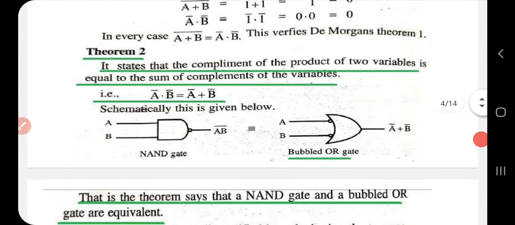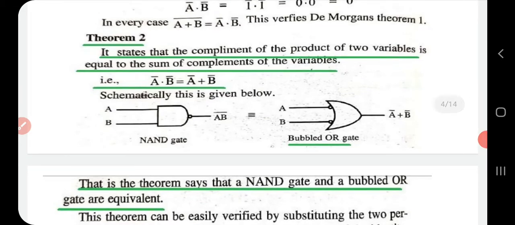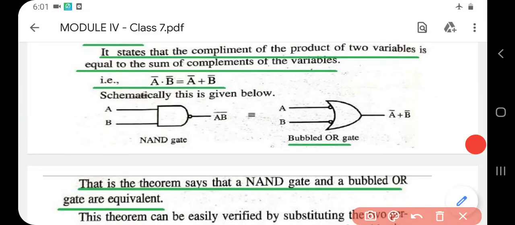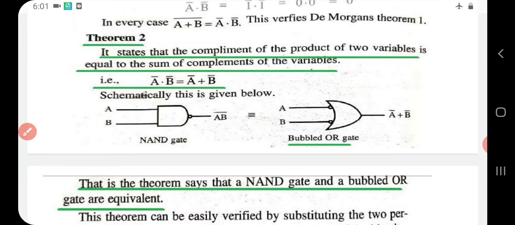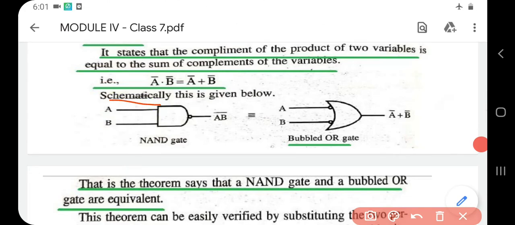Now, theorem 2 of De Morgan's theorem states that (a dot b) the whole bar equals a bar plus b bar. That is, the complement of the product of two variables a and b is equal to the sum of their complements. So how will you represent this using an AND gate? This is the input. You are giving an input a, this is input b. Since it is an AND gate, what will be the output? A dot b.